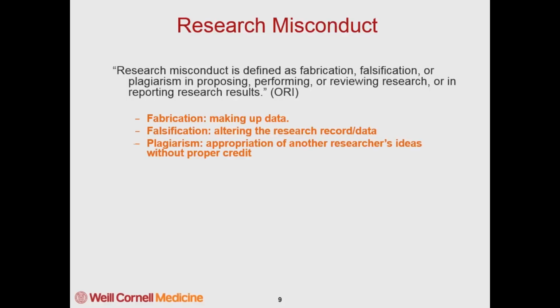So fabrication, as you know, is making up data. Falsification is altering the research or the record and the data. And plagiarism is appropriation of another researcher's ideas without proper credit. So these are the three most serious concerns in research misconduct. But as you saw in one of the articles, these are not the only ways that people can commit research misconduct. Now, for these to count as misconduct, people have to do it intentionally, knowingly, or recklessly. So if it is a mistake, if people don't realize that they are copying something from someone else, then it doesn't constitute misconduct, which is why it's so difficult to actually prove misconduct, because you have to prove intentionality. And proving intentionality is not an easy task.